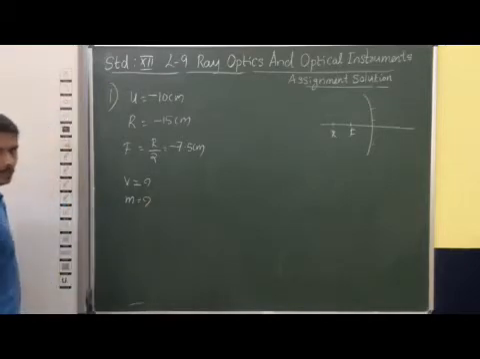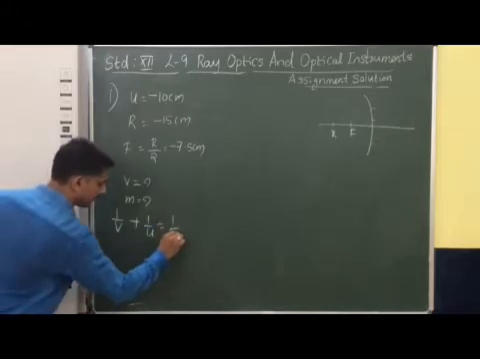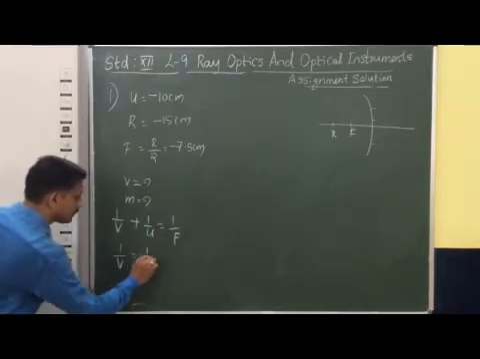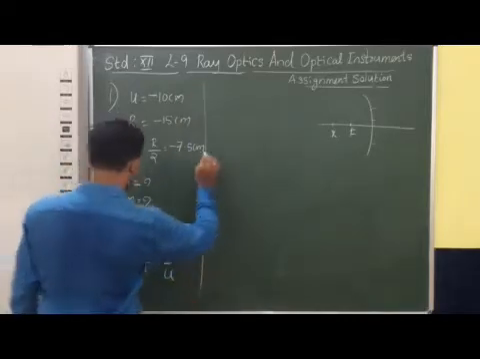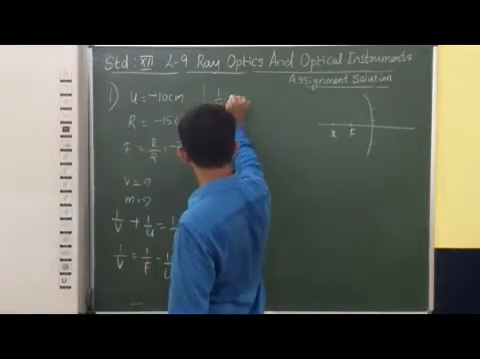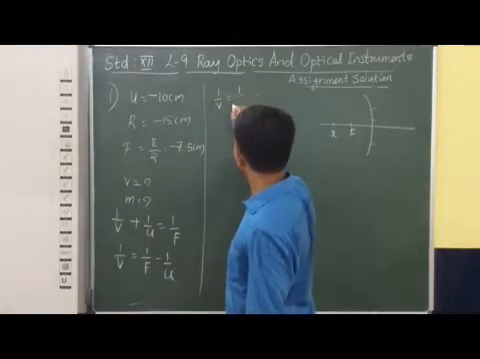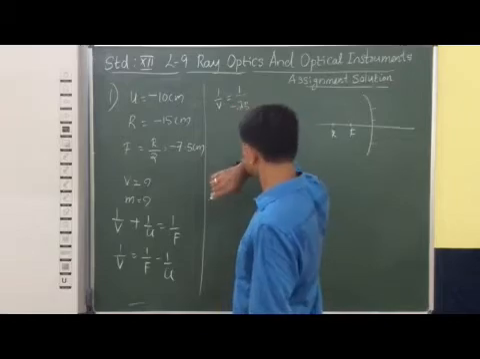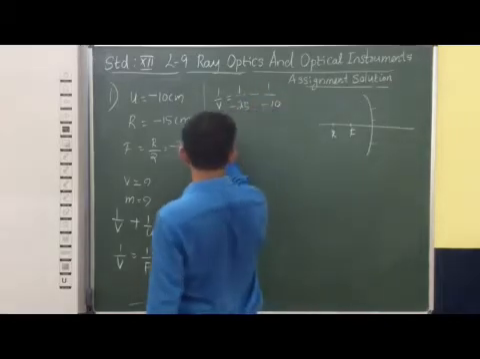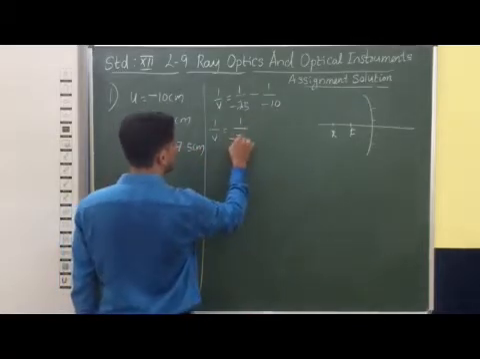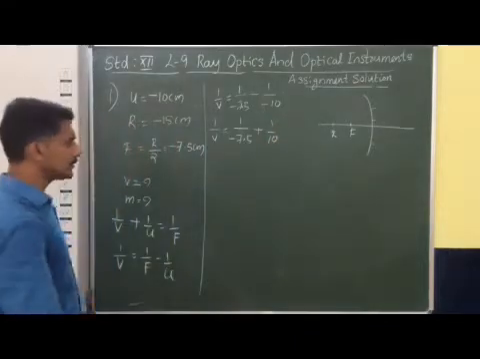So we have to apply the mirror formula: 1 by V plus 1 by U is equal to 1 by F. So 1 by V is equal to 1 by F minus 1 by U. Substituting the values, 1 by V is equal to 1 by minus 7.5 minus 1 by minus 10. That means 1 by V is equal to 1 by minus 7.5 plus 1 by 10. So we can take the LCM.